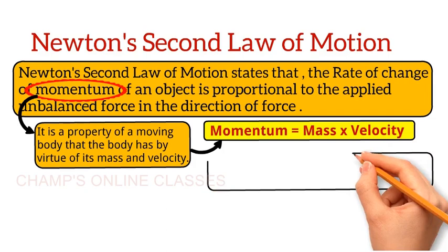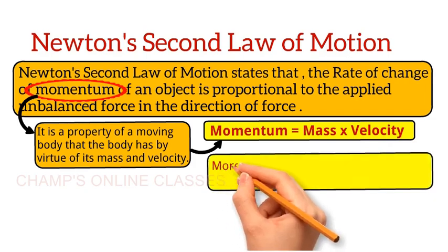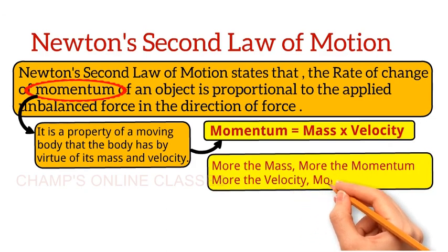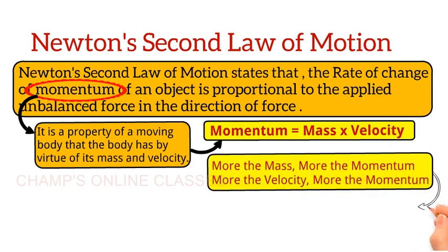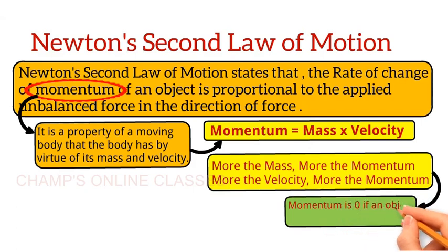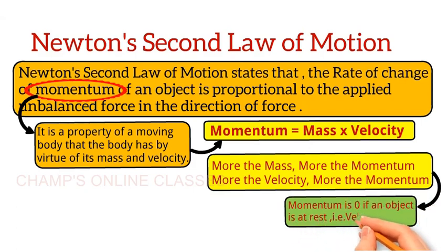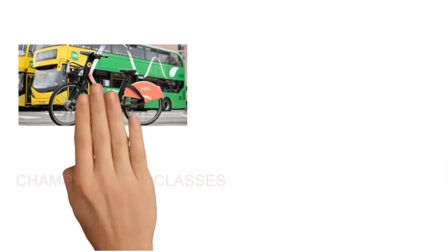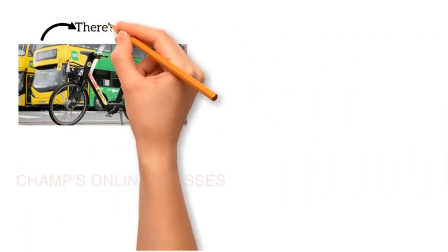As momentum is directly proportional to both mass and velocity, we say the more the mass, the more the momentum, and the more the velocity, the more the momentum. For a body, momentum will be zero if it is at rest, that is, if velocity is equal to zero. Let's understand it with some examples.